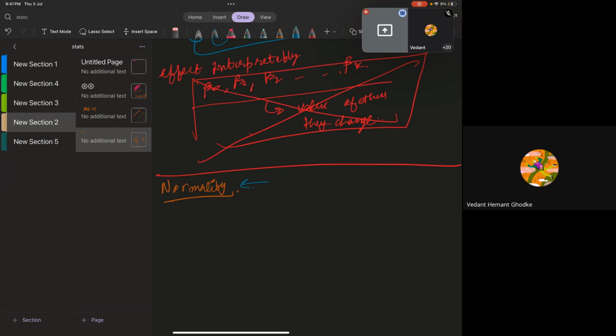So normality says residuals. What are residuals, guys? The difference between the actual and predicted values. Residuals should follow a normal distribution. You will understand this when it comes to MLE. And I'll also tell you that this might not be valid for simple linear regression, but not right now. We'll come to it later. Residuals should follow a normal distribution. Am I clear, everyone?